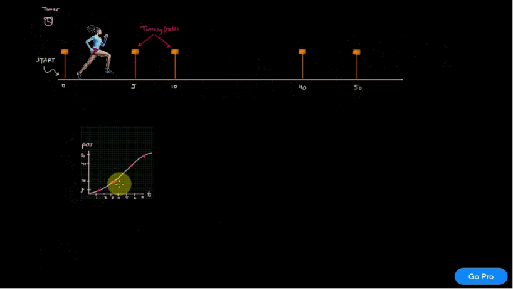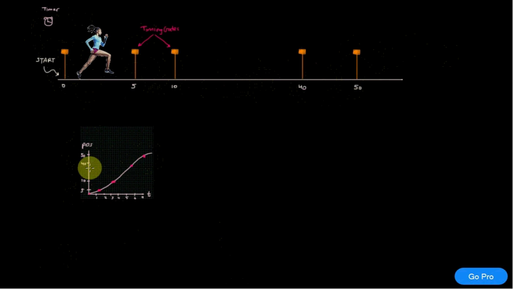In other words, they are covering the greatest amount of distance relative to a period of time, and then ultimately as they start fatiguing, the amount of distance that they cover relative to a period of time is again starting to decrease. So it follows this S-type curve.